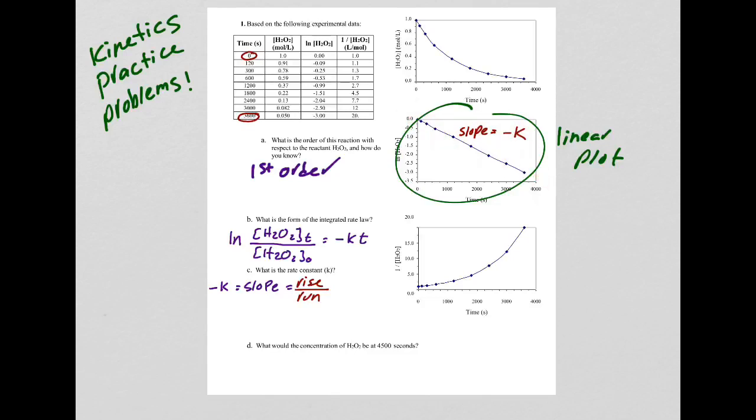So what I'm doing, I'm picking 2 points on this graph. I want to pick a point at 0 time, and I'm going to pick a point at 3600 seconds. So far, so good. Okay.